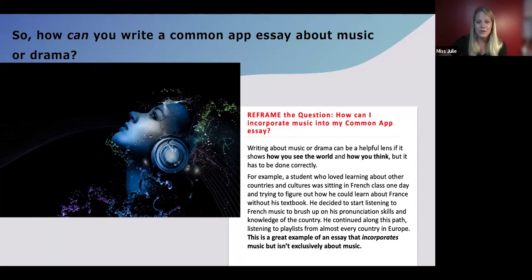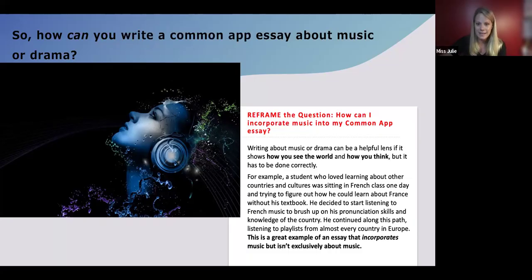So you want to show how you see the world and how you think, but it has to be done correctly. For example, this is a good example. A student who loved learning about other countries and cultures was sitting in French class one day and trying to figure out how he could learn about France without his textbook. He decided to start listening to French music to brush up on his pronunciation skills and knowledge of the country. He continued along this path, listening to playlists from almost every country in Europe.